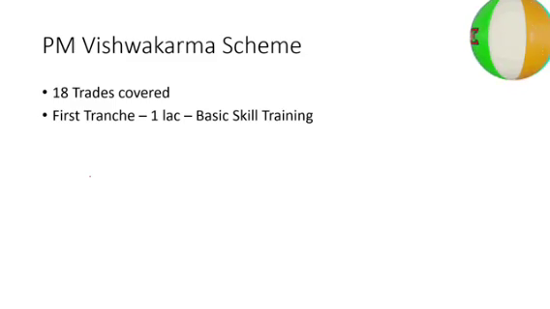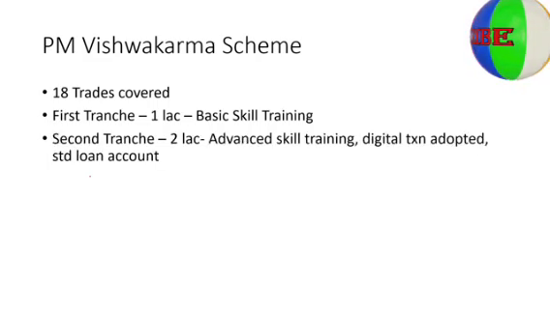First tranche is 1 lakh, and for availing the first tranche, basic skill training is required. For the second tranche, it is 2 lakh rupees and advanced skill training is required. Digital transaction must have been adopted and the loan account should be standard. Minimum age is 18 years.